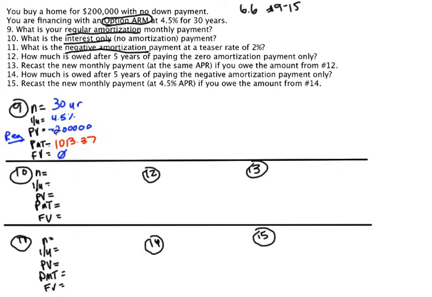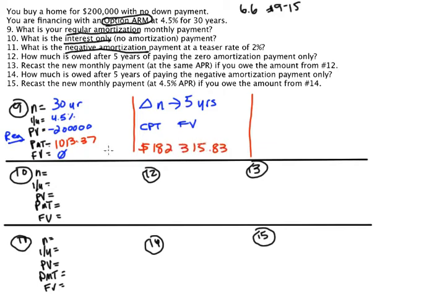Now it's important to note here, these questions aren't actually asked, but I'm going to go ahead and answer them anyway. We keep asking how much we owe after 5 years. Well, how much will we owe if we pay the regular amortization payment? So I'm going to change N to 5 years, and compute my future value. Again, this question's not asked in the homework, but it's worth looking at for comparison. So I'm going to do 5 second N, and then compute my future value. After 5 years of paying this, I will owe $182,315.83.